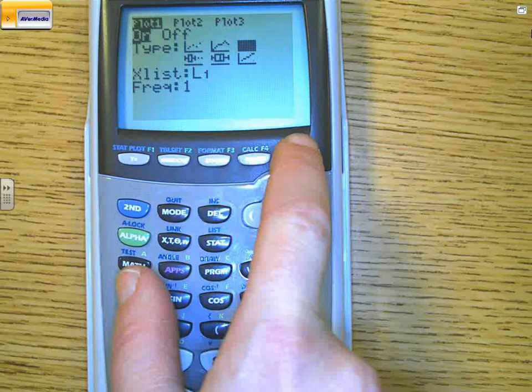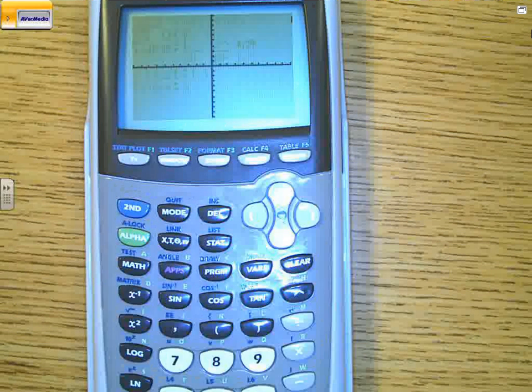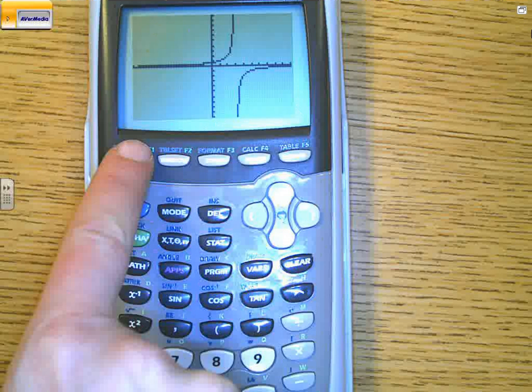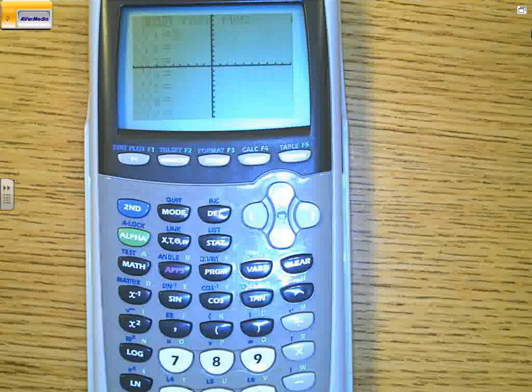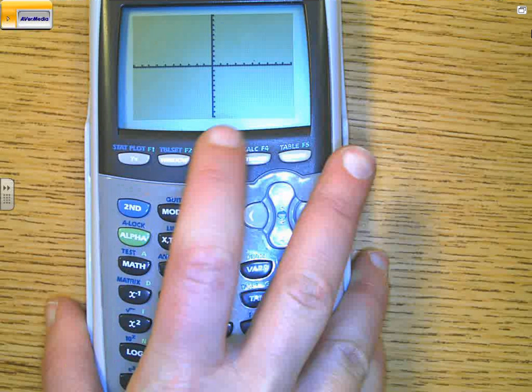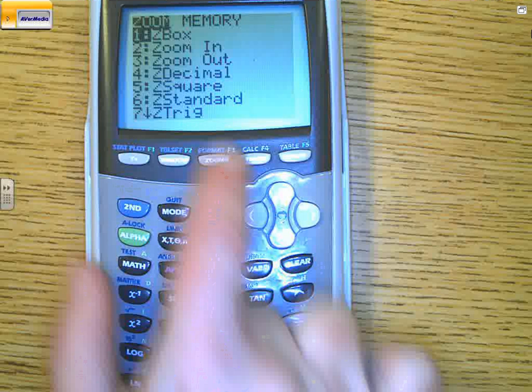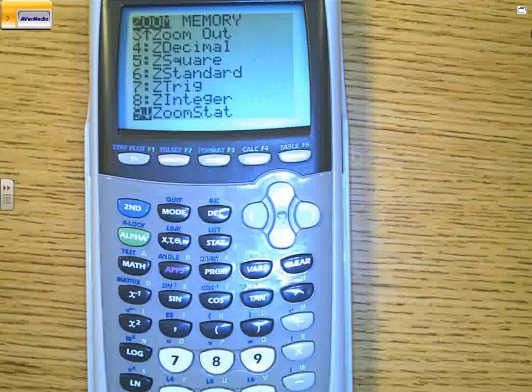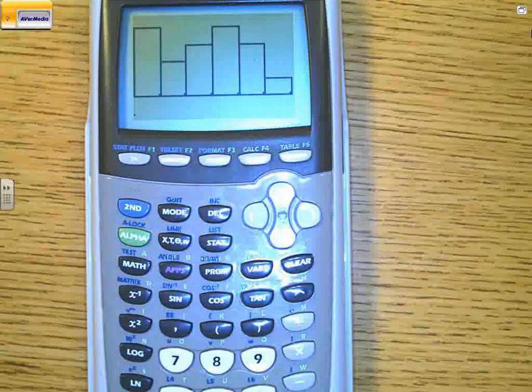If you just hit graph, you're probably not going to see the graph at all. So we did this a long time ago. You hit zoom stat, I think it's number 9, zoom stat, and then you should be able to see it.